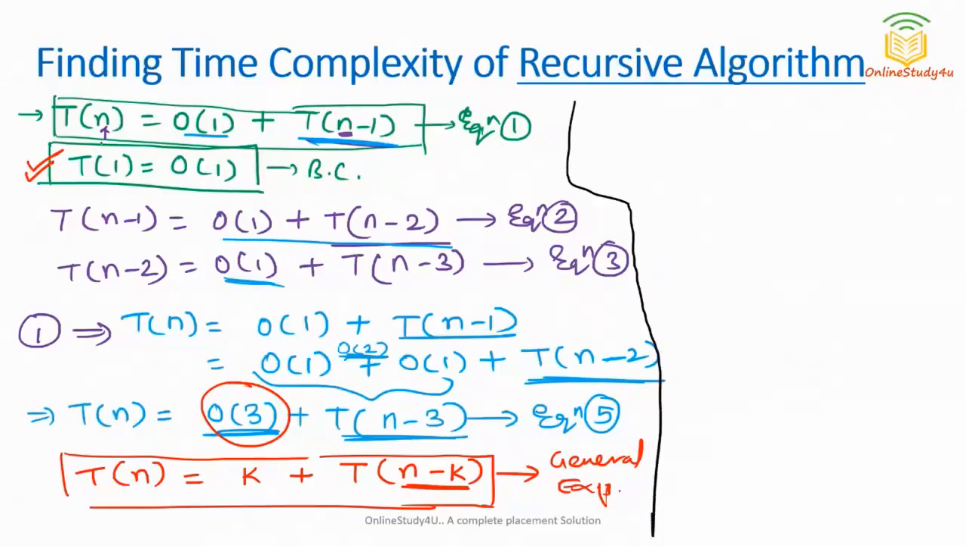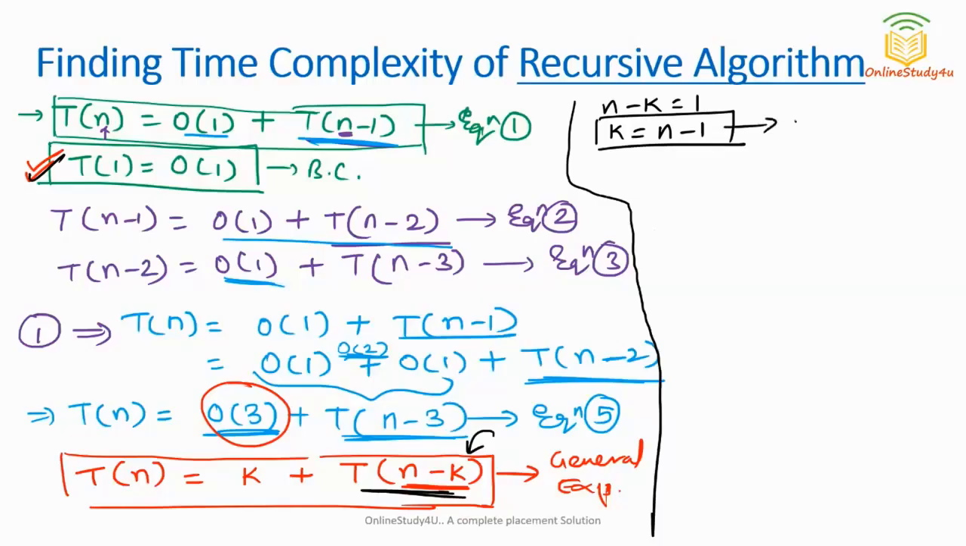Now if we can convert this t of n minus k into t of 1, our work will be easier. How can we do that? We have to make n minus k equal to 1. It means k will become n minus 1. So if we replace k with n minus 1 in this general expression, let us substitute that.